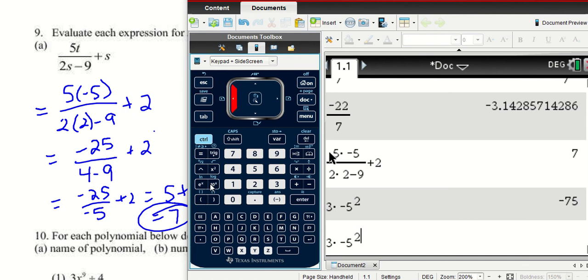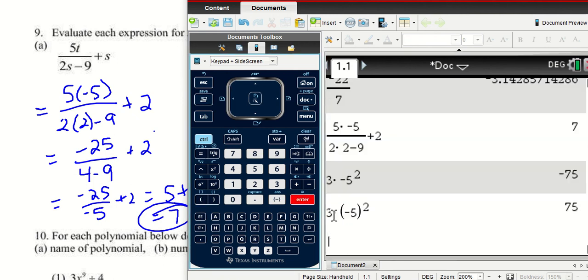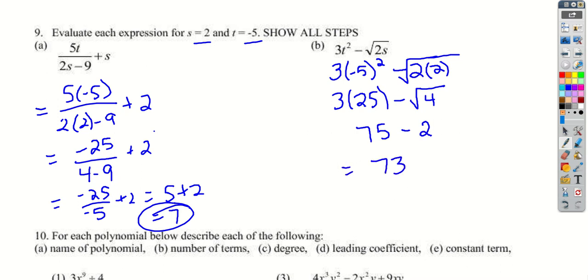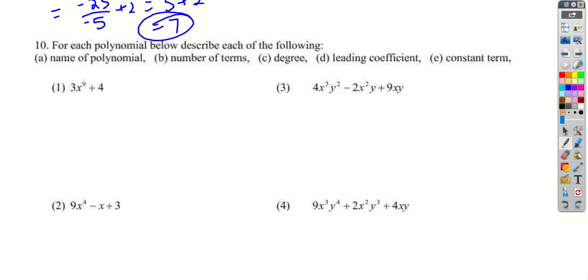However, if we put parentheses around it and hit enter, now it's treating this as a positive number, negative 5 times negative 5. Before, it was saying 5 times 5 squared, and then leave the negative with it. So just be careful. So this is 3 times 25 minus the square root of 4. So this is 75 minus the square root of 4, which is 2, and this is equal to 73. And I'm going to go back and put equal signs for every line in my equation, and we're good to go.